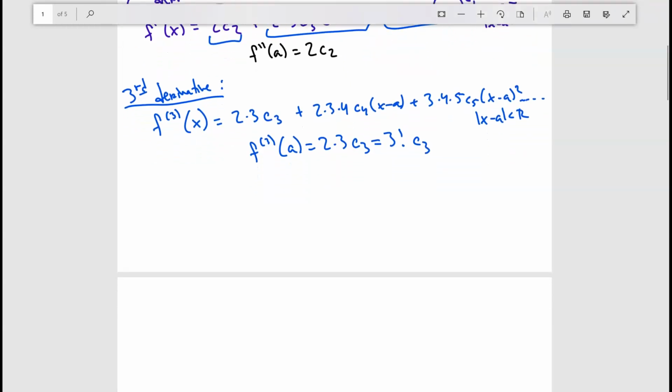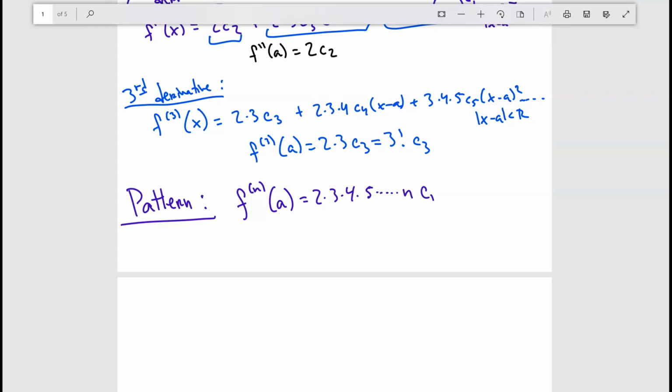Okay, I'm not going to take the fourth derivative, but you can kind of realize what the pattern is. And here is the pattern. The pattern here is that if I take the nth derivative and then I plug in a, what I'm going to get is 2 times 3 times 4 times 5 times all the way until I get to n, whatever the derivative is. Then I'm going to have Cn. Well, this thing is just n factorial times the constant Cn.